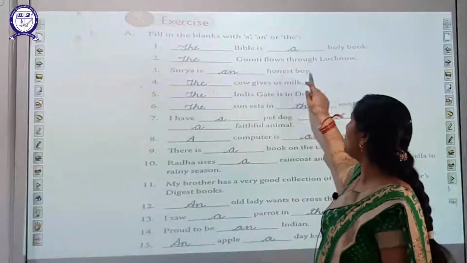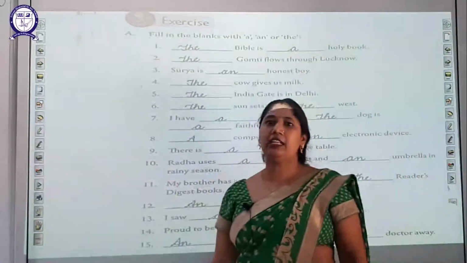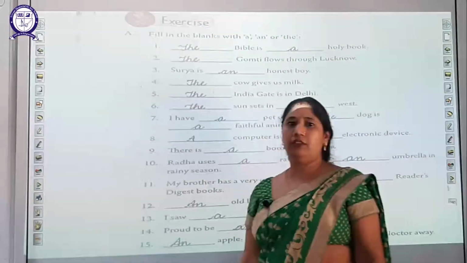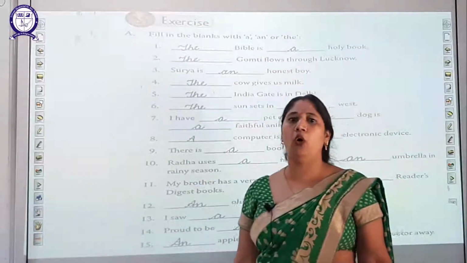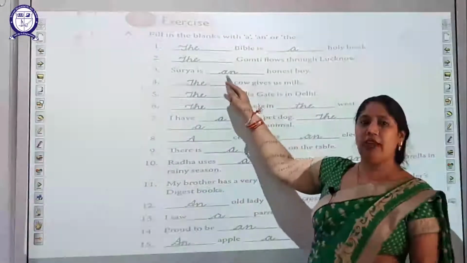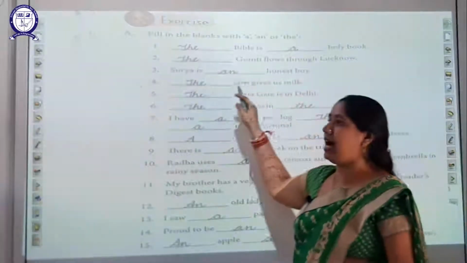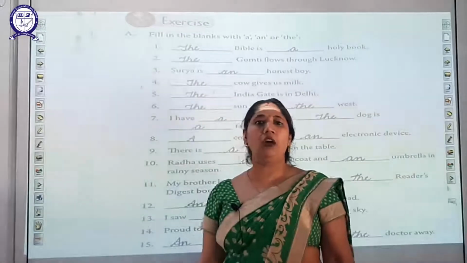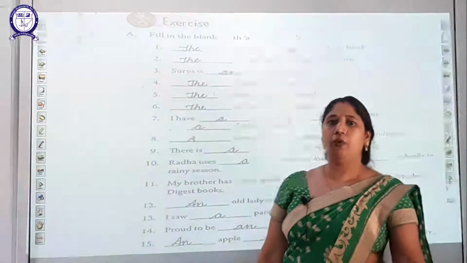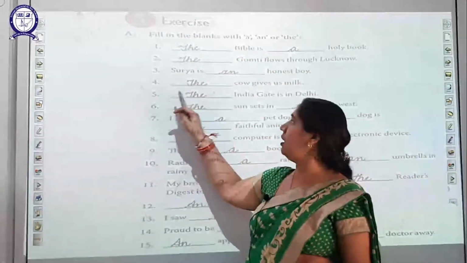Surya is dash honest boy. Since in this word H is silent, we have to speak out honest with O, a vowel sound. So we have to mention here an. Dash cow gives us milk. Cow is a group, so the cow, not a single cow. So group of the animal cow. So we have to mention here the.